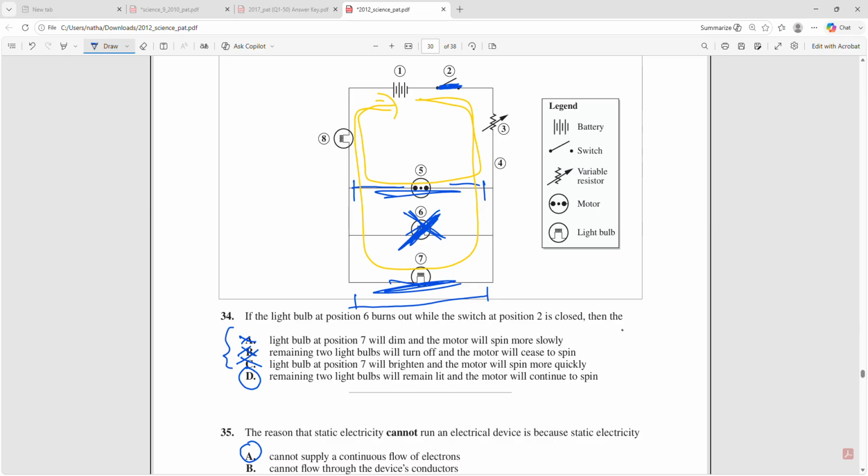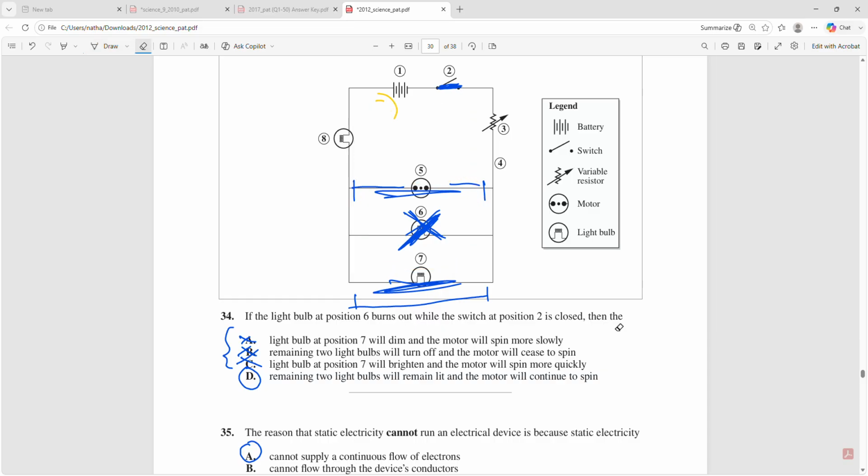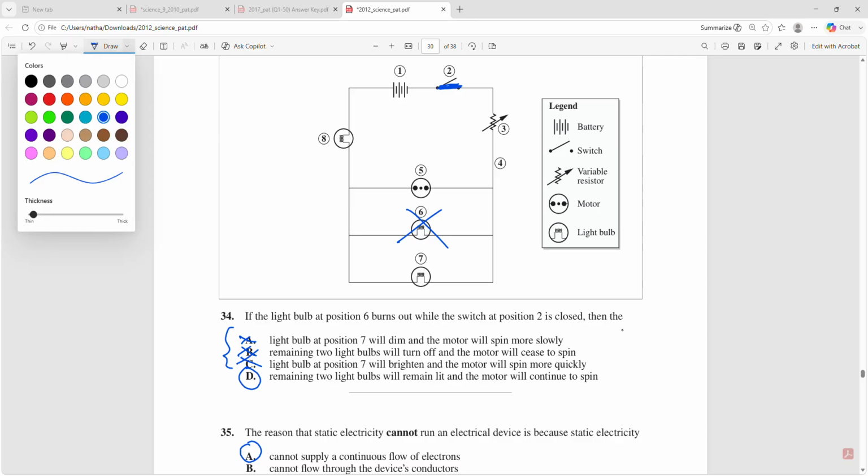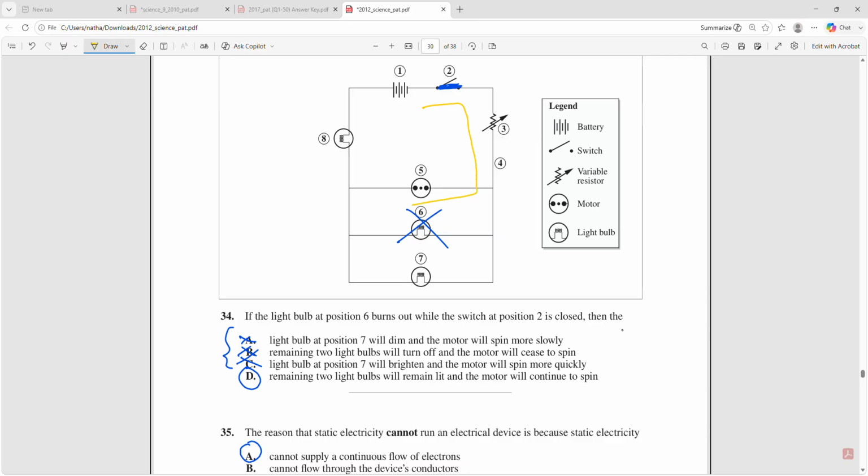You can just go until you find one that definitely is correct and makes sense. Let's look at this one. It says the remaining 2 light bulbs will remain lit and the motor will continue to spin. So whether you're uncertain as to whether the lights would dim or get brighter or anything like that, just check all your answers. And if you find one, so what did we say? This light's out. And the last one just says the remaining 2 lights will stay lit and the motor will continue to spin. That's a simple enough answer to verify whether they spin faster or not or get brighter or not.